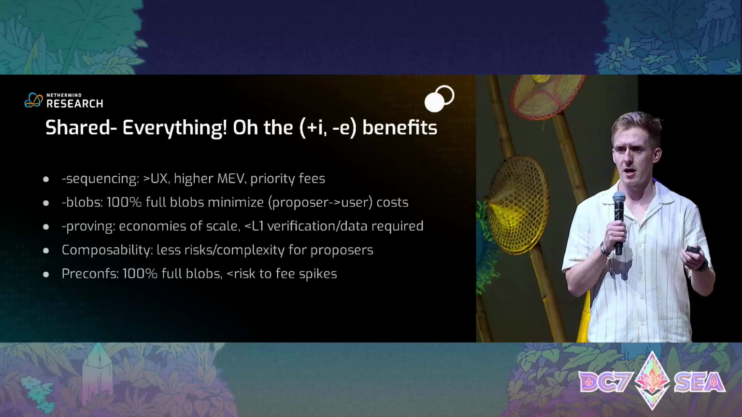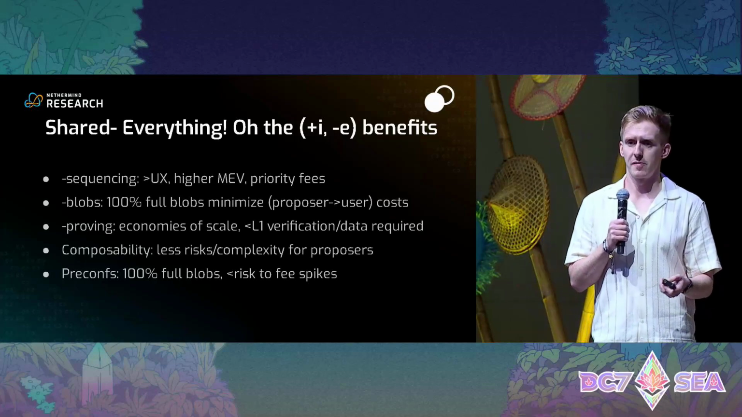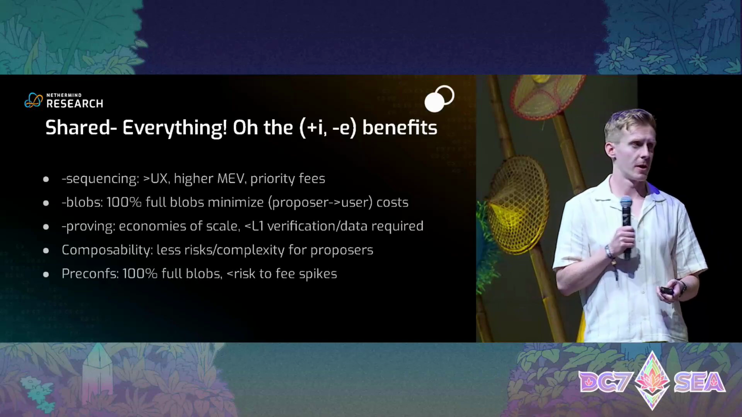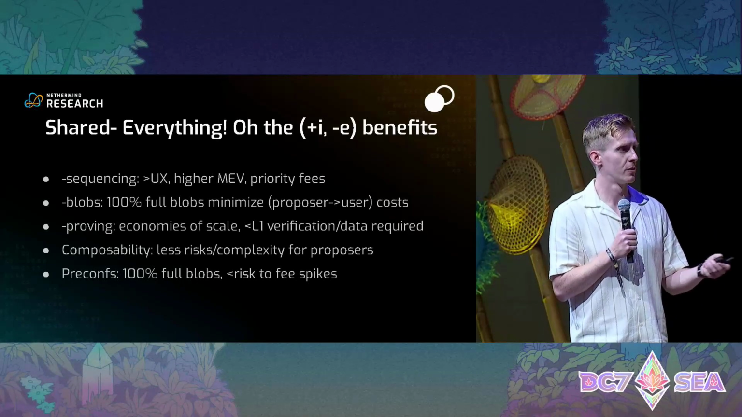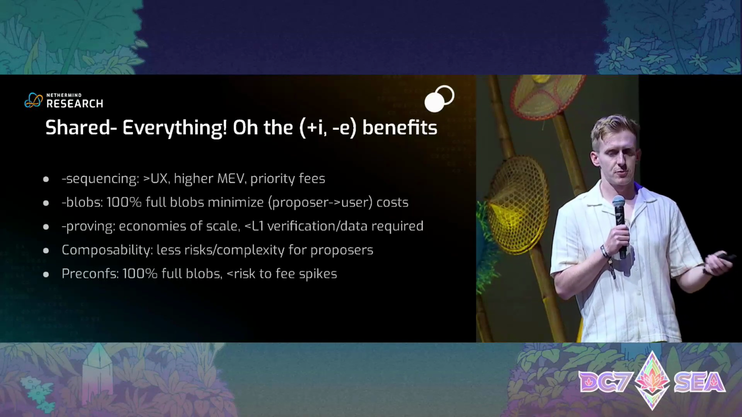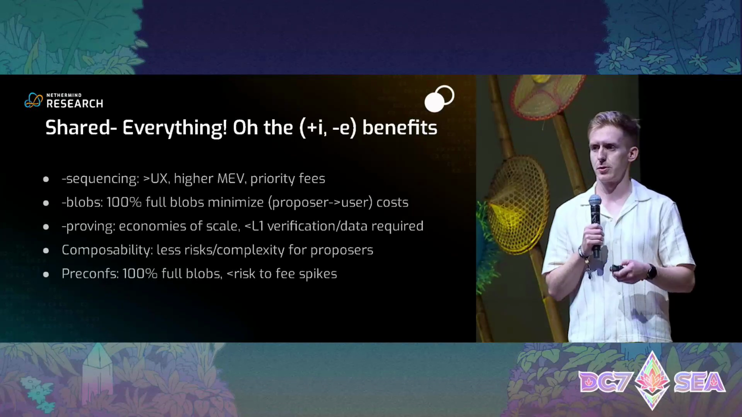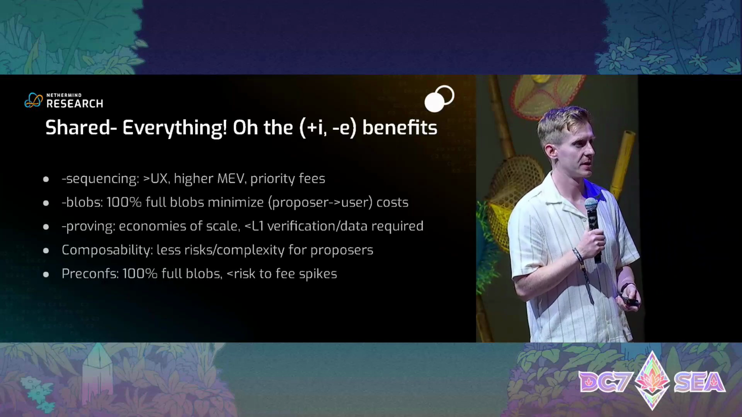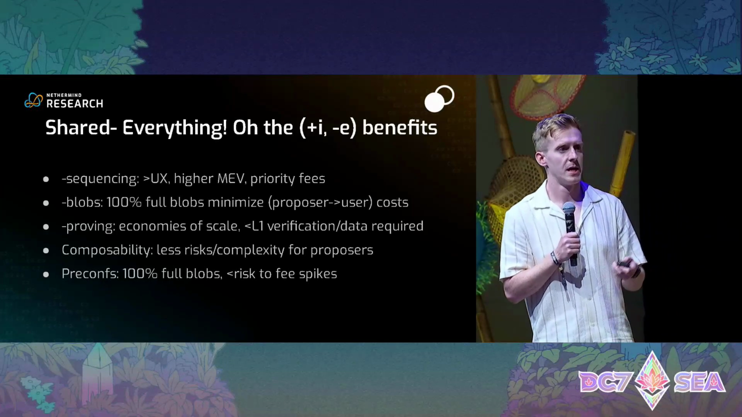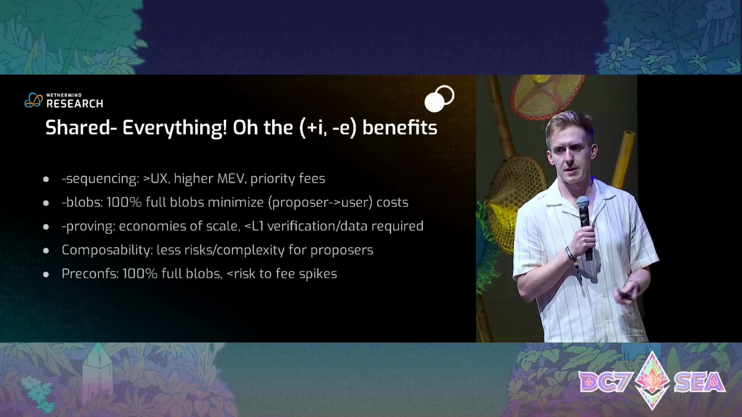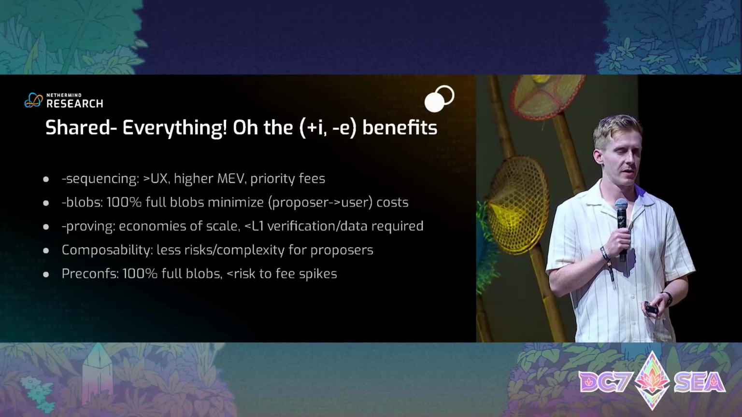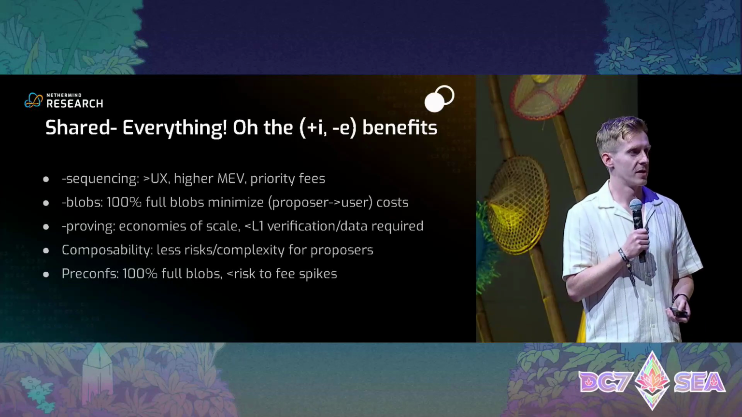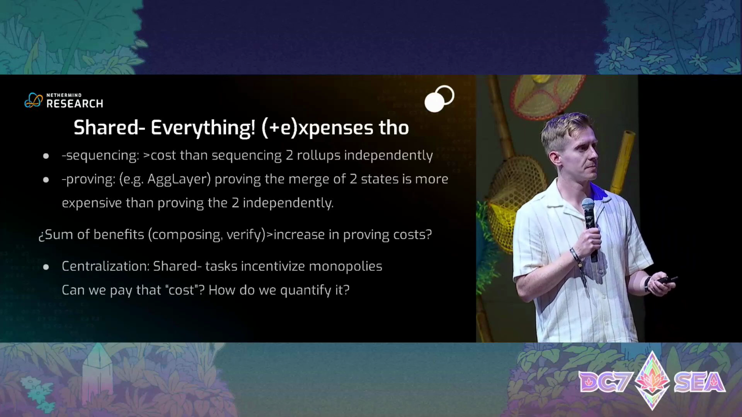Shared proving, we're going to get economies of scale and cheaper L1 verification. So again, these are all sort of things that you're trying to do as a provider to improve your bottom line. And composability. So less risk and complexity for proposers. You no longer have to use someone like a cross-chain bridge. You can just basically sign a transaction that interacts with a shared smart contract. And pre-confs, it's a big area of efficiency and reduced cost that we expect to see, and improved UX that will definitely improve the revenue model for base rollups.